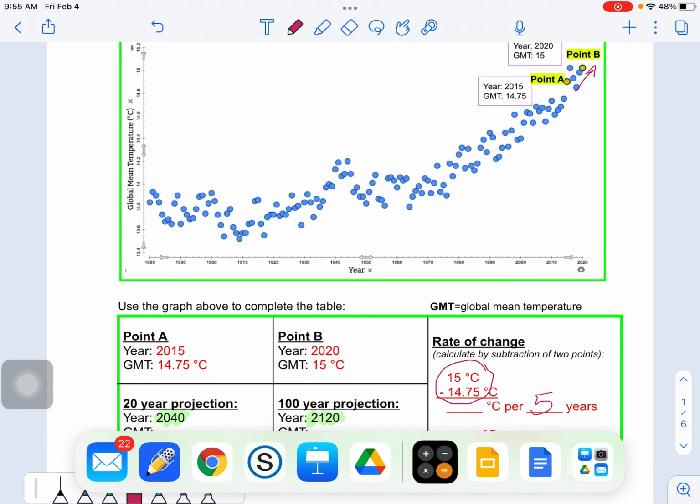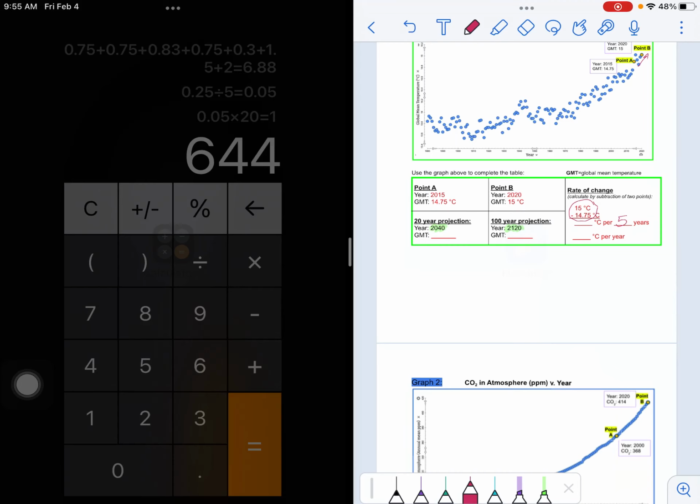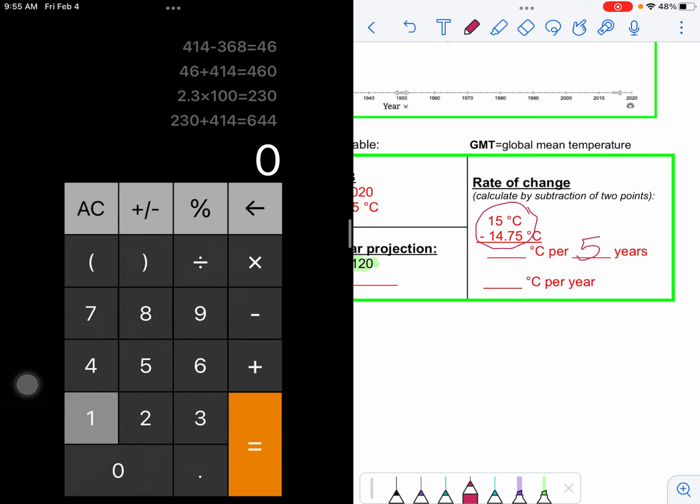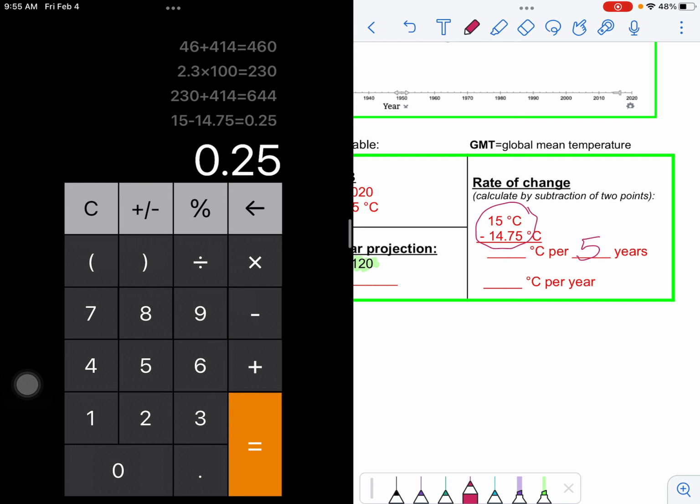So that's when we can grab our calculator and plug in our values. We've got 15 minus 14.75. So we have a change of 0.25 of a degree every 5 years. So that's the amount it changes for 5 years. I want to know the change for 1 year. So to get this value, I then can take my total for 5 years and divide it by 5 to know how much is happening per 1 year.